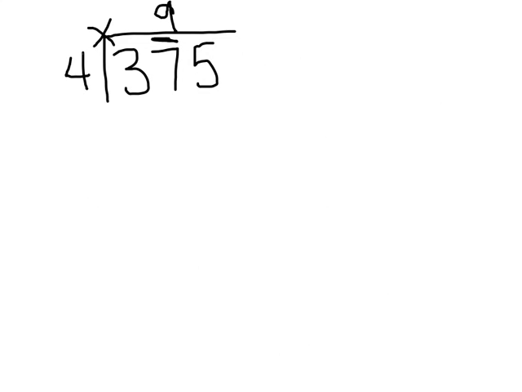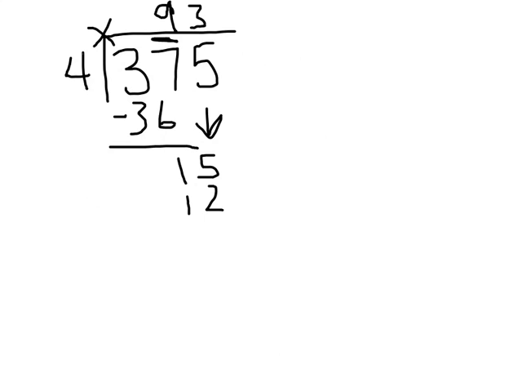Now I'm going to multiply. What's 9 times 4? 9 times 4 is 36. Now I can subtract to find how many tens are left over. 7 minus 6 is 1, and I can bring down my 5. Now I need to split 15 ones into 4 groups. How many times does 4 go into 15? 4 goes into 15 3 times. 4 times 3 is 12. When I subtract, how much do I have left over? I have 3 left over. My answer is 93, remainder 3.